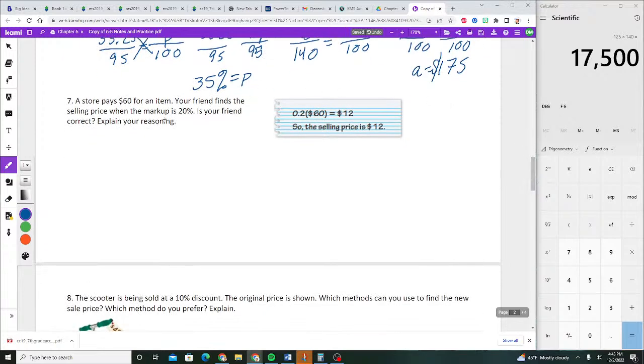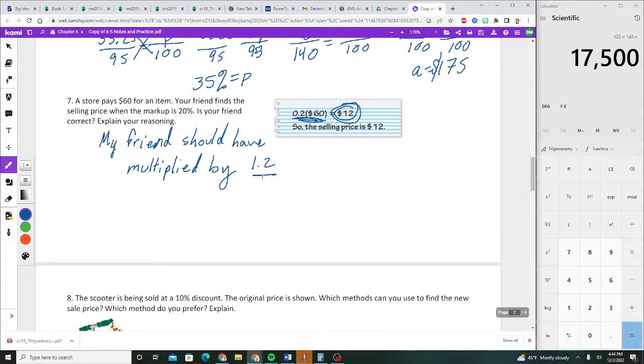A store pays $60 for the item. Your friend finds the selling price when the markup is 20%. Is your friend correct? No. Your friend found out how much you should mark it up, but not how much the markup price is. So my friend should have multiplied by 1.2.